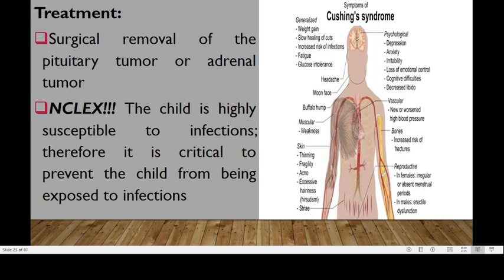In terms of treatment of the Cushing syndrome, we do surgical removal of the pituitary gland if it is the primary reason or the adrenal gland. Remember, the most common test point in NCLEX is that the child is highly susceptible to infection. Therefore, it is critical to prevent the child from being exposed to infection by putting them on neutropenic precautions. All right?